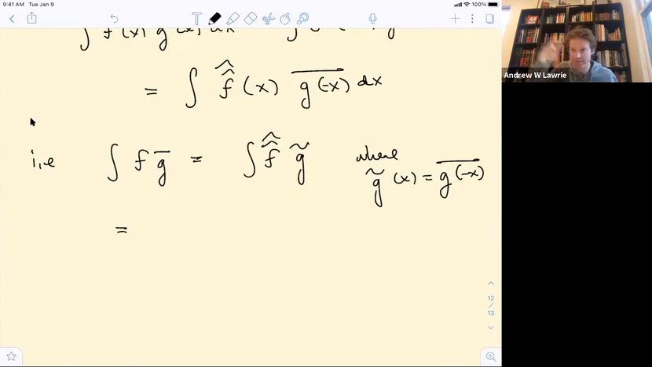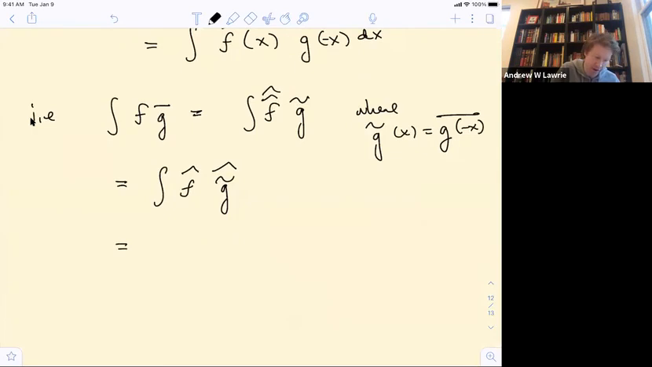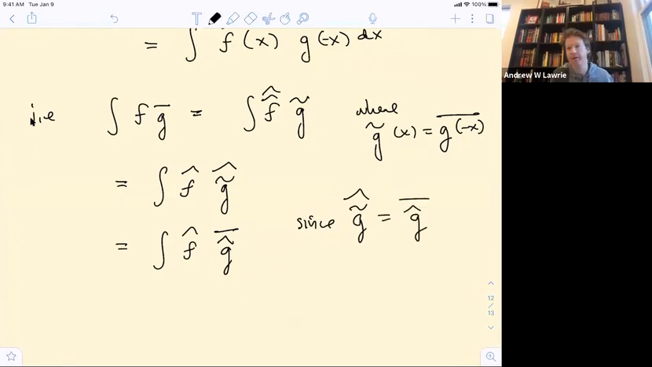We've already done the key step. Now we're just going to move the hat over. So that's the key step. So this is equal to f hat times g twiddle hat, and this is equal to f hat times g hat bar. I have to understand what taking the complex conjugate does with the argument, since g twiddle hat is equal to g hat bar. Okay, you can check these identities.